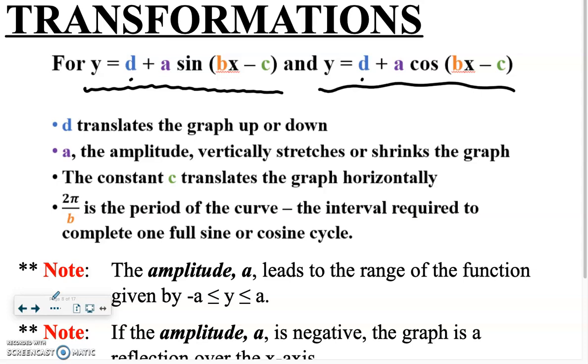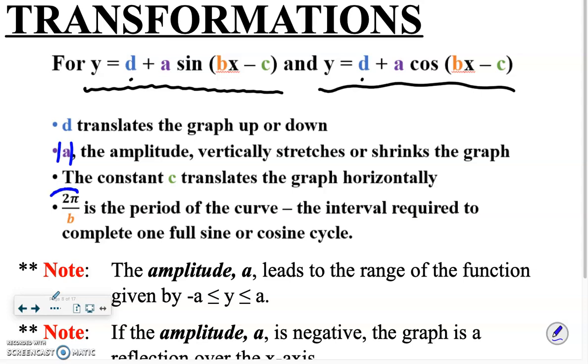A lot of the same information, I'm going to warn you, but again, it's just a different format as far as what it's going to look like. Remember, D is going to translate the graph up or down. We're going to be shifting it up, we're going to be shifting it down. A is going to be the amplitude. Technically, it's the absolute value of A. I would encourage you to add that. So the absolute value of A is the amplitude, and it vertically stretches or shrinks the graph. The constant C is going to help translate the graph horizontally.